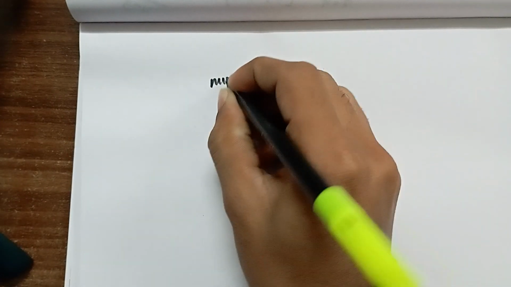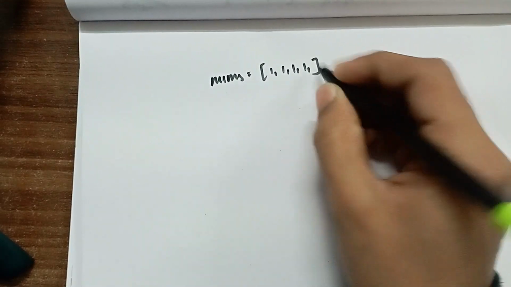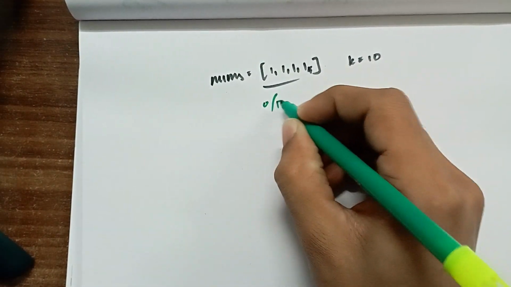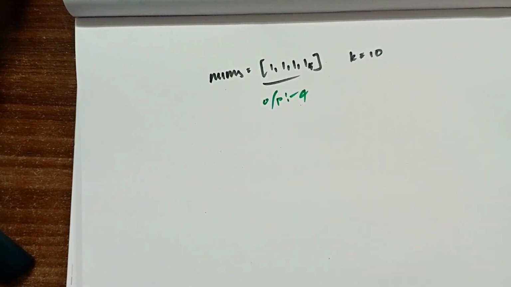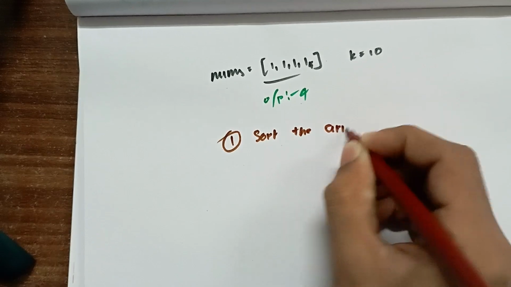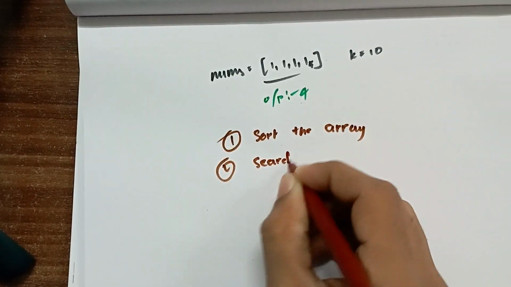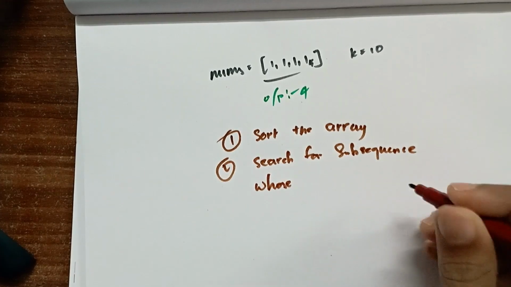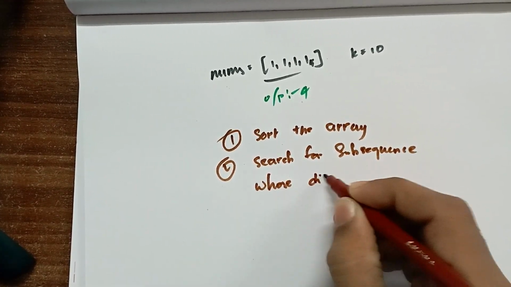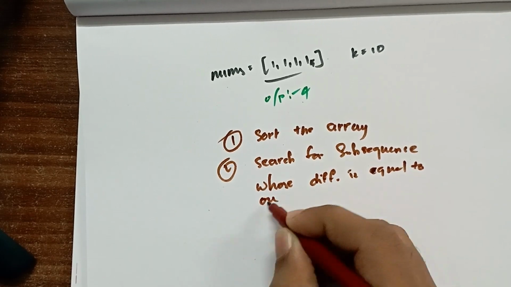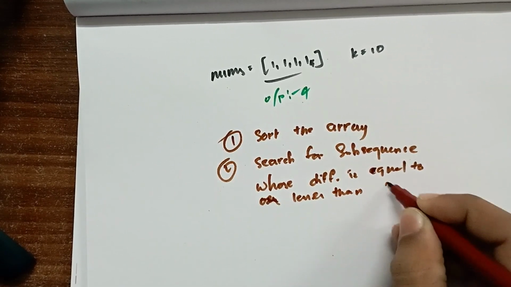Now this is example 1, and we are given another example. Nums is equal to 1 1 1 1 and k is equal to 10. Here all the elements are equal, so we will be returning 4 as the output. If you see clearly, our intuition is firstly to sort the array, and the second thing is to search for a subsequence whose difference is equal to or lesser than 2 into k.